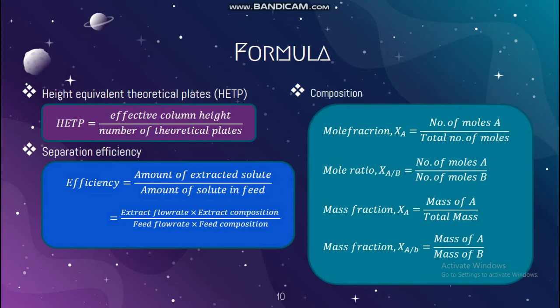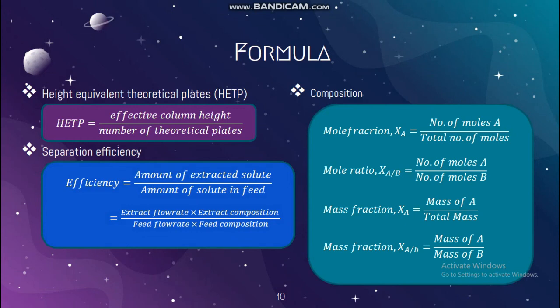Okay, so these are the formulas that we will use to calculate the data. First is the HETP formula, which is equal to effective column height divided by number of theoretical plates. Second is separation efficiency, which is equal to amount of extracted solute divided by amount of solute in feed, also equal to the multiple of extract flow rate and extract composition divided by the multiple of feed flow rate and feed composition.